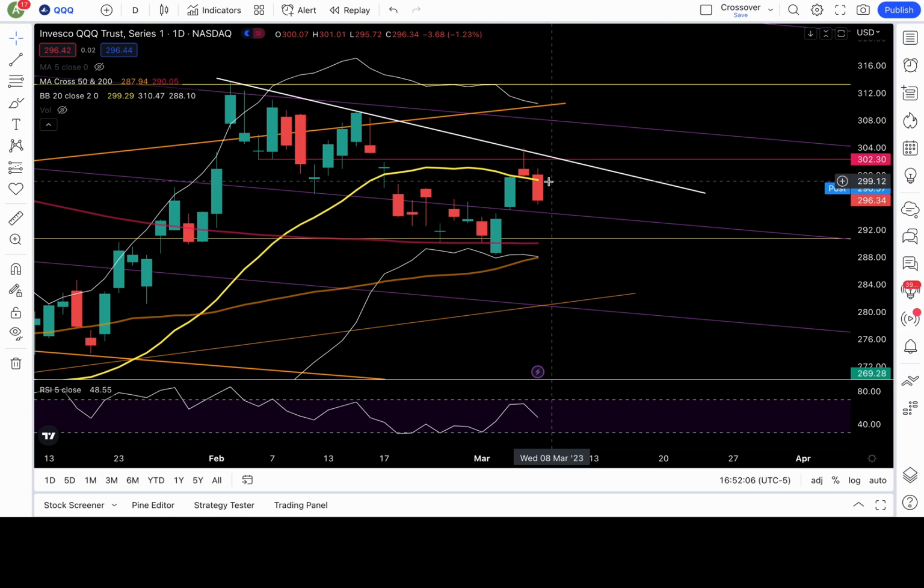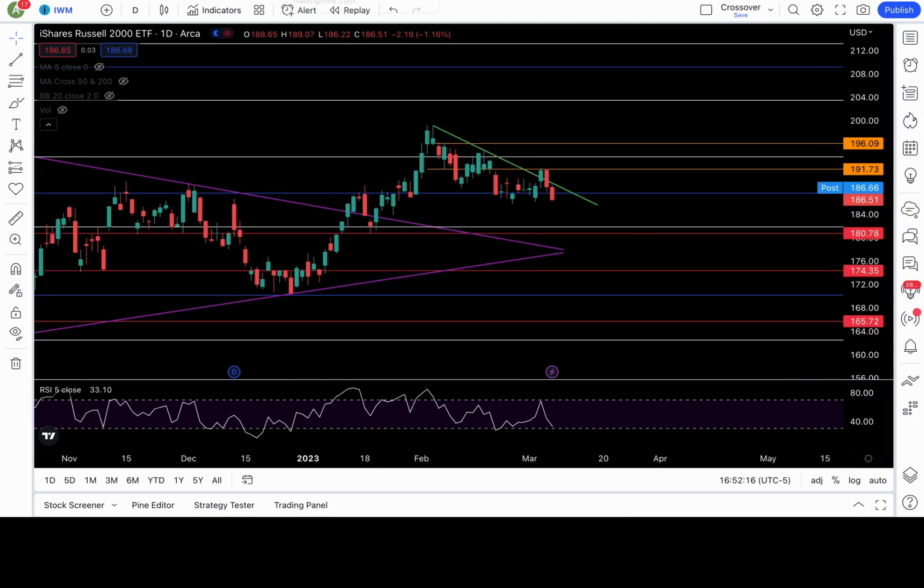Okay, so I'll be bullish above 299.2-ish. Okay, got to recapture that 20-day. Otherwise, stay bearish on the triple Q.